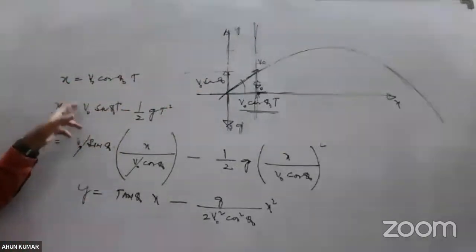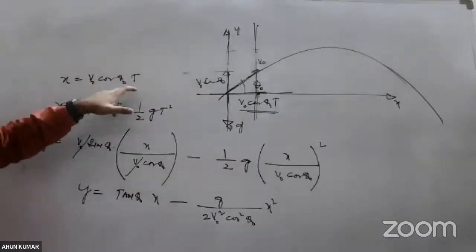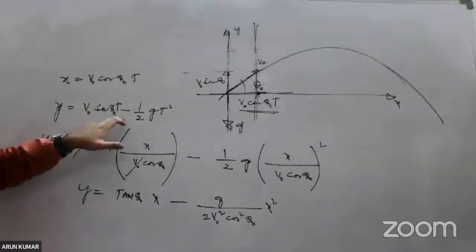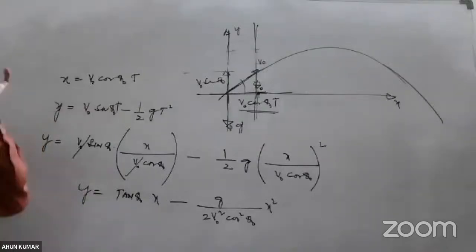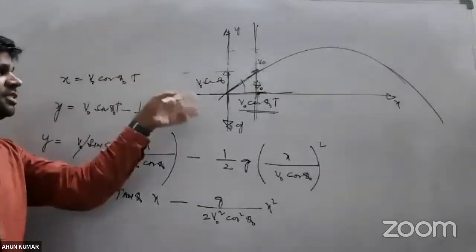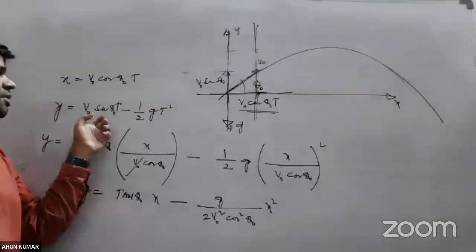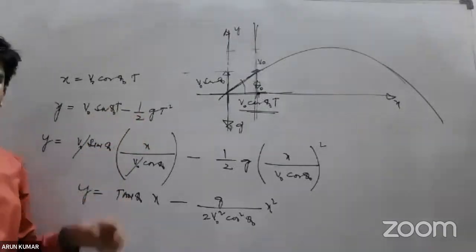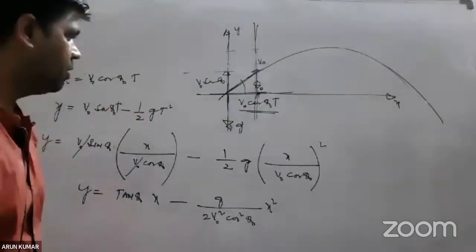I wrote the two position equations: x is equal to v naught cos theta t, y is equal to v naught sin theta t minus half g t square, like ut plus half a t square. Why the minus? Because v naught and g are in opposite directions. v naught sin theta is upward, g is downward.